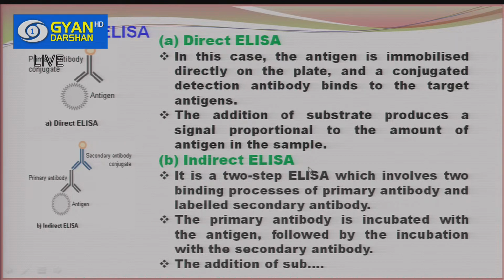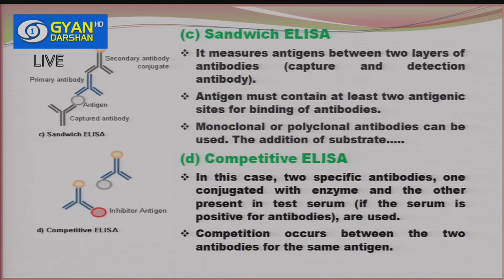In the case of indirect ELISA, it is a 2-step ELISA which involves 2 binding processes, of the primary antibody and the labeled secondary antibody. The primary antibody is incubated with the antigens, followed by incubation with the secondary antibody. On addition of the substrate, we get the color, and ultimately we can measure it. On the basis of color we can decide the concentration of the antigens.